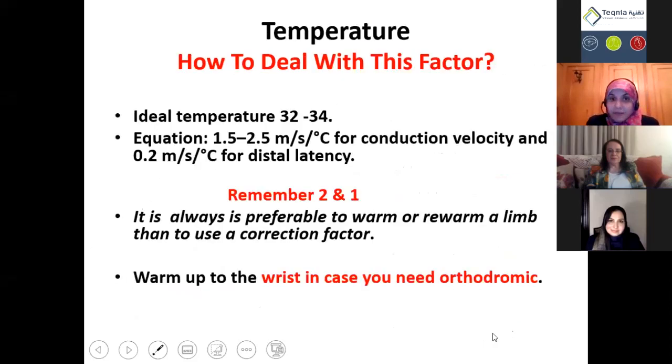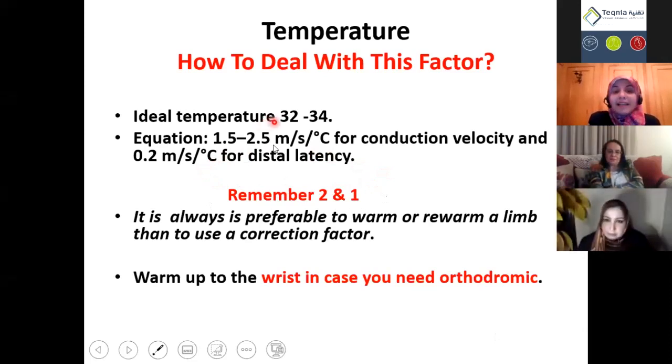How to deal with this factor? Well, the ideal temperature is 32 to 34. There is an equation, I don't like this equation. It's an equation to calculate the differences that you can see according to the temperature. To make it simple, it is 2 to 1: 2 milliseconds for every 1 degree reduction in the conduction velocity, meaning it will be slower. And 0.2 for everyone, the latency will increase 0.2 for every degree. But it is not good to use this equation at all. Remember that we will warm the patient rather than use this equation.